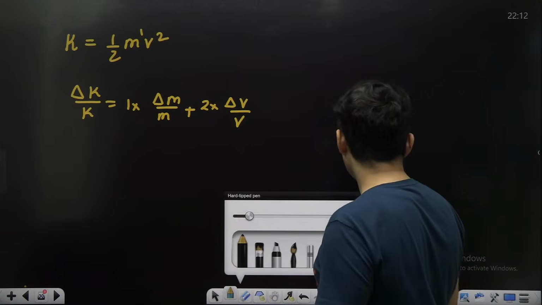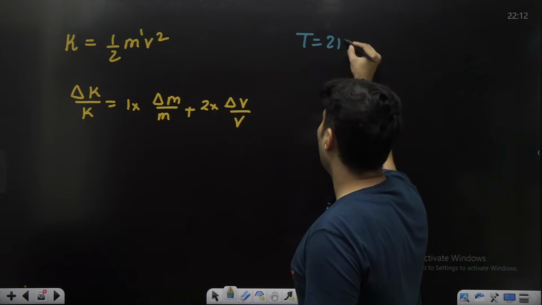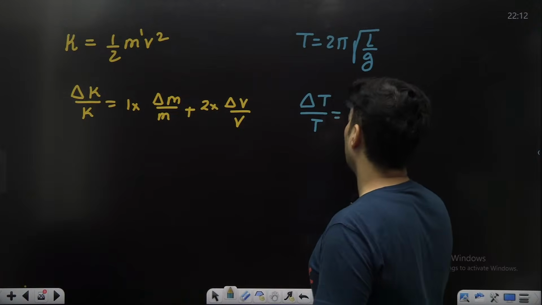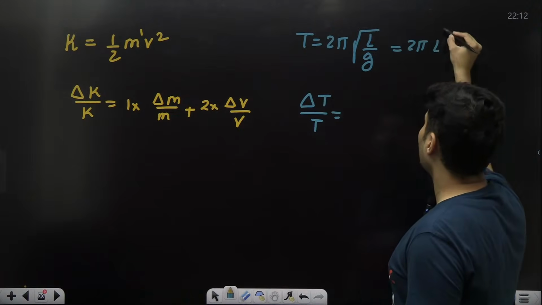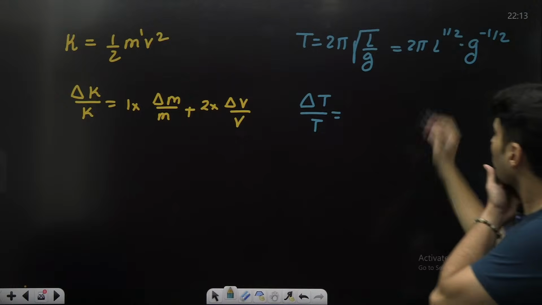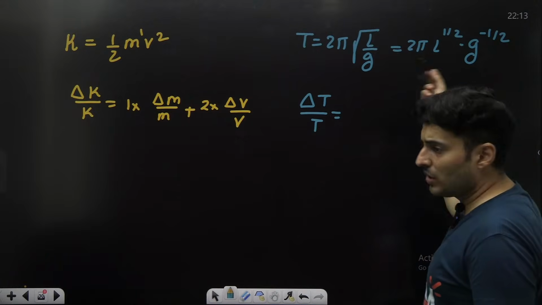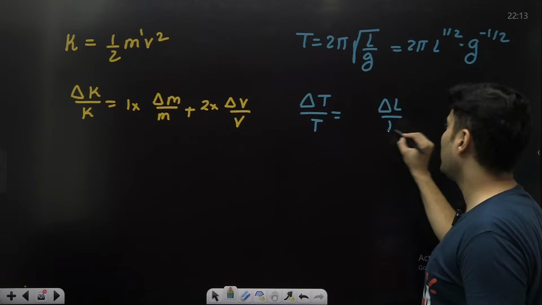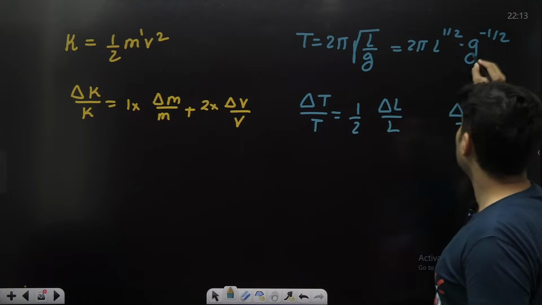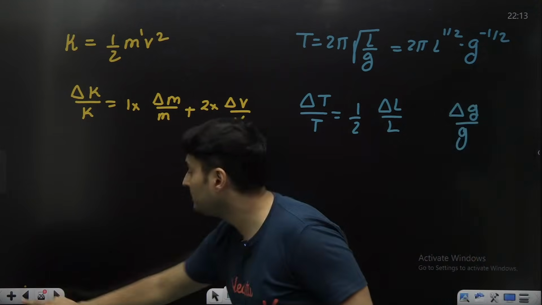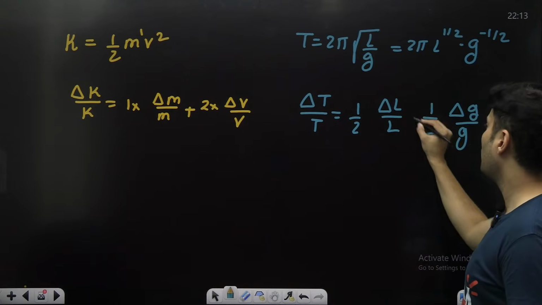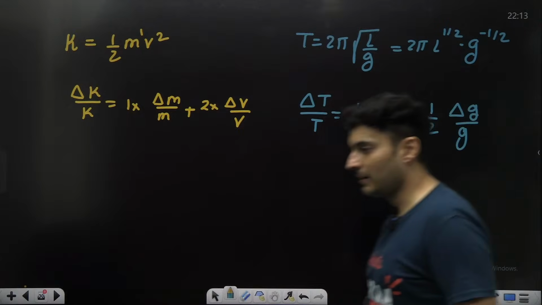Simple. Similarly, the time period of a simple pendulum is 2 pi root of L by g. So the relative error in the time can be found like this. You write this as 2 pi L raised to half and g raised to negative half. So 2 pi is a constant, ignore it. You write relative error in L, relative error in g. L's power is half, g's power is negative half, but always take the modulus, the mod value. So always write a positive value. So this is the relative error in time.